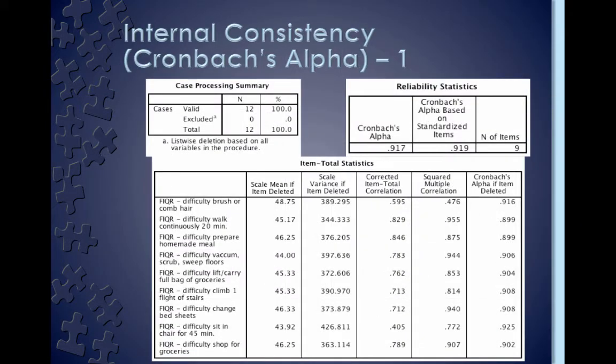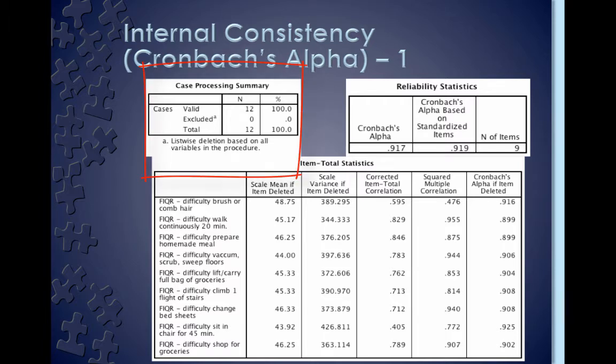All right, the third one, internal consistency, also known as Cronbach's alpha. So your internal consistency reliability coefficient is also known as Cronbach's alpha. So let's take a look at these three tables here. First one, case processing summary.